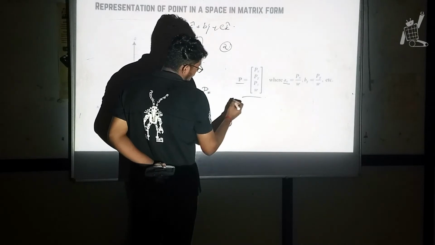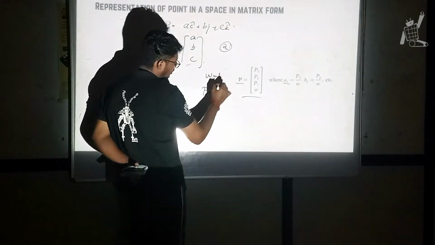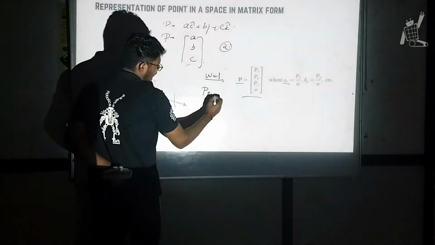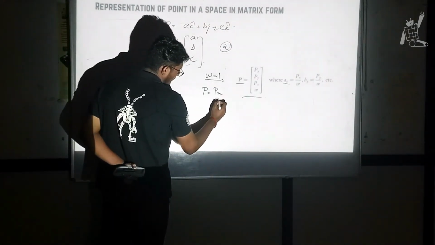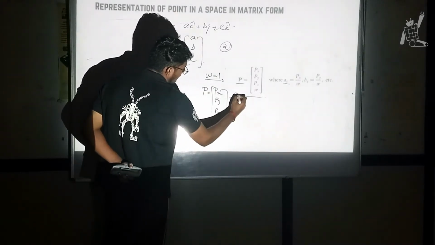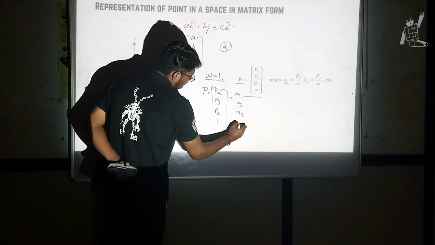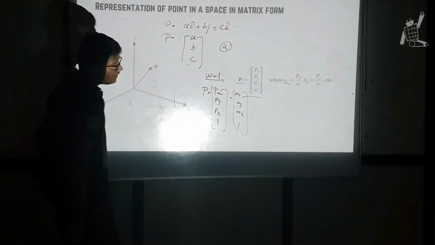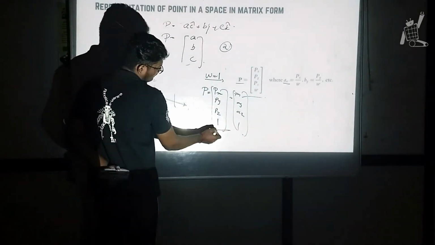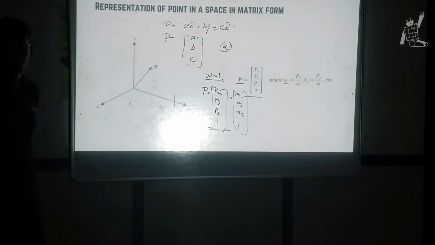Then you need to know what is meant by W equal to 1. If the scale factor value is 1, it indicates the same vector itself, Px, Py, Pz is 1. So this is the same as Ax, Ay, Az, because multiplying by 1 leaves it unchanged. So that means its magnitude remains the same.